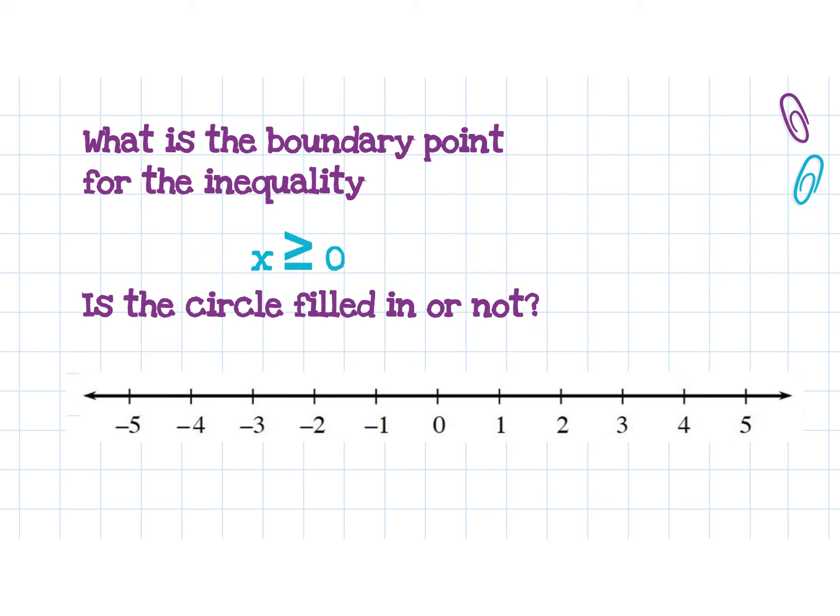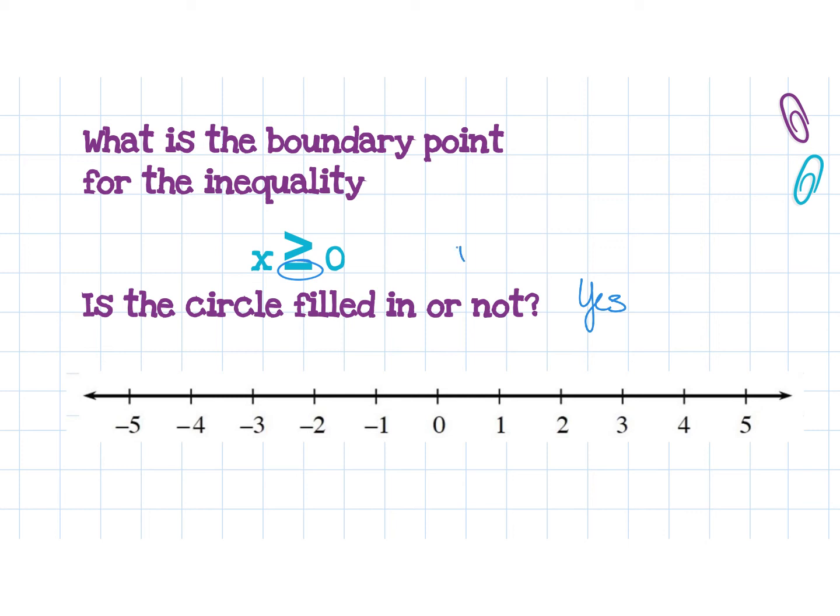What is the boundary point for the inequality? X is greater than and also equal to the value of 0. Again, pause it if you think you might know, and then come back to us and check your answer. Is the circle filled in or not? It is absolutely filled in. Yes, because we have this also equal to.